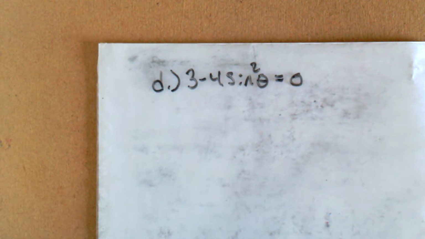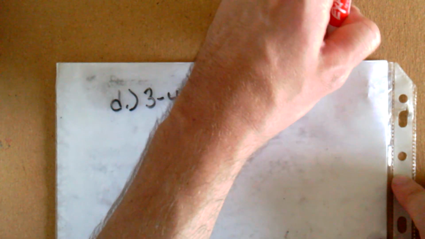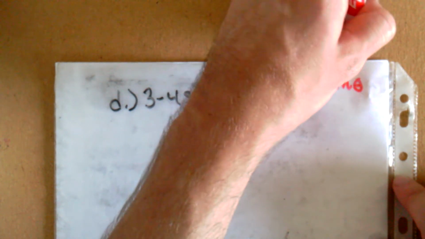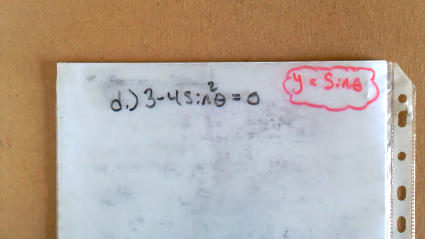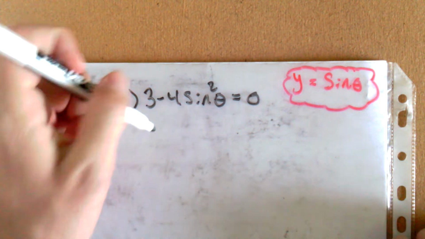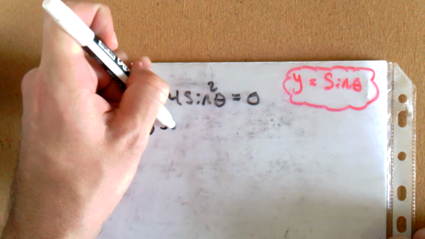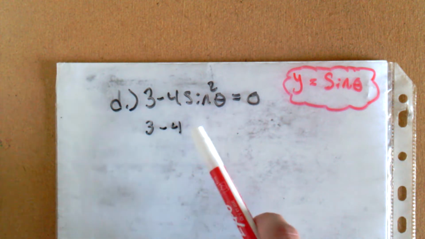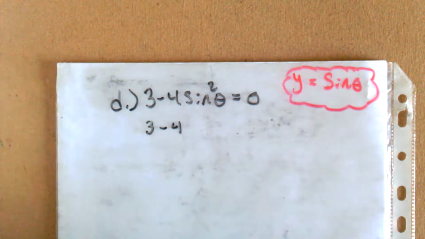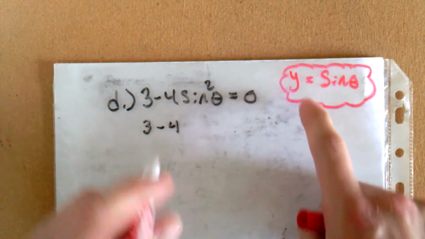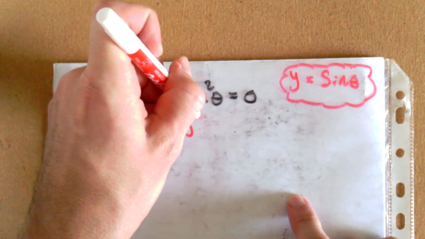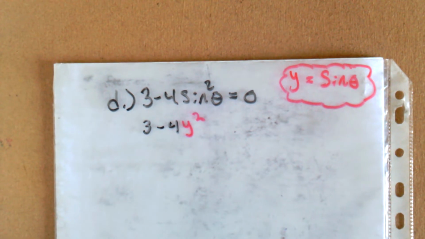So the first thing I'm going to do is change sine into a variable, just to make this problem look a little easier. So I'm going to rewrite sine as y. So y equals sine. Again, I'm just doing this to make this problem look a little easier when we go ahead and solve it. So let's rewrite it as 3 minus 4. Now since I replaced sine with y, sine squared is now going to be y squared equals 0.